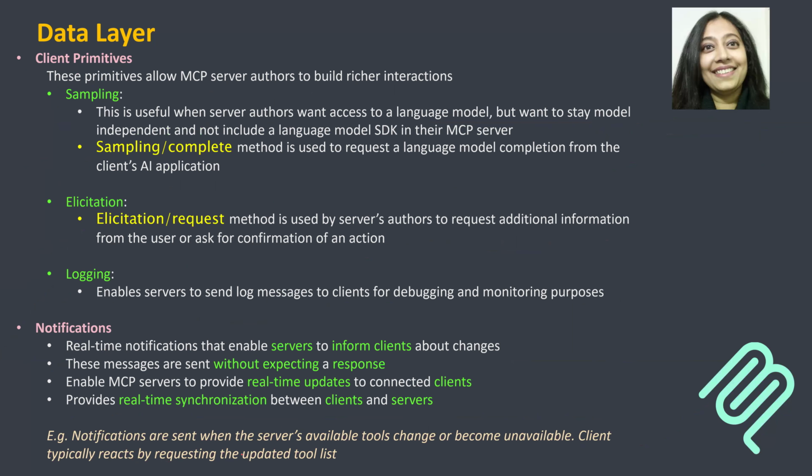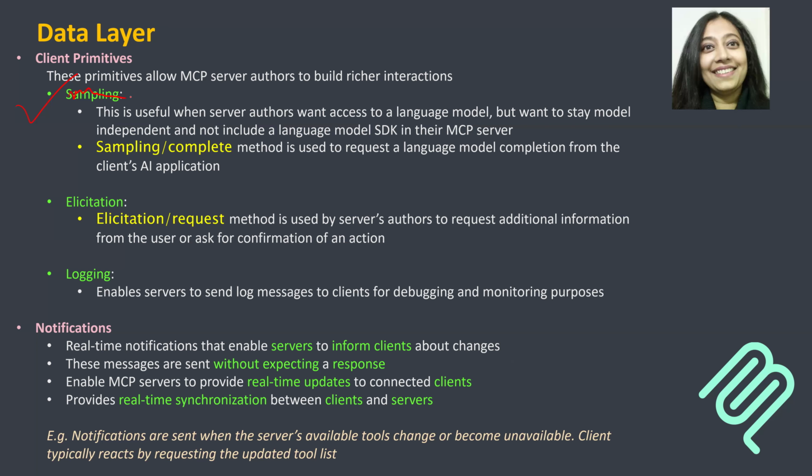Now let us look at client primitives, or clients' essential building blocks. These primitives allow MCP authors to build richer interactions with their clients. The first one over here is sampling. Now, you should not get confused by this name. The sampling, as per me, is a misnomer. That means that's not the right name. It shouldn't be called sampling.